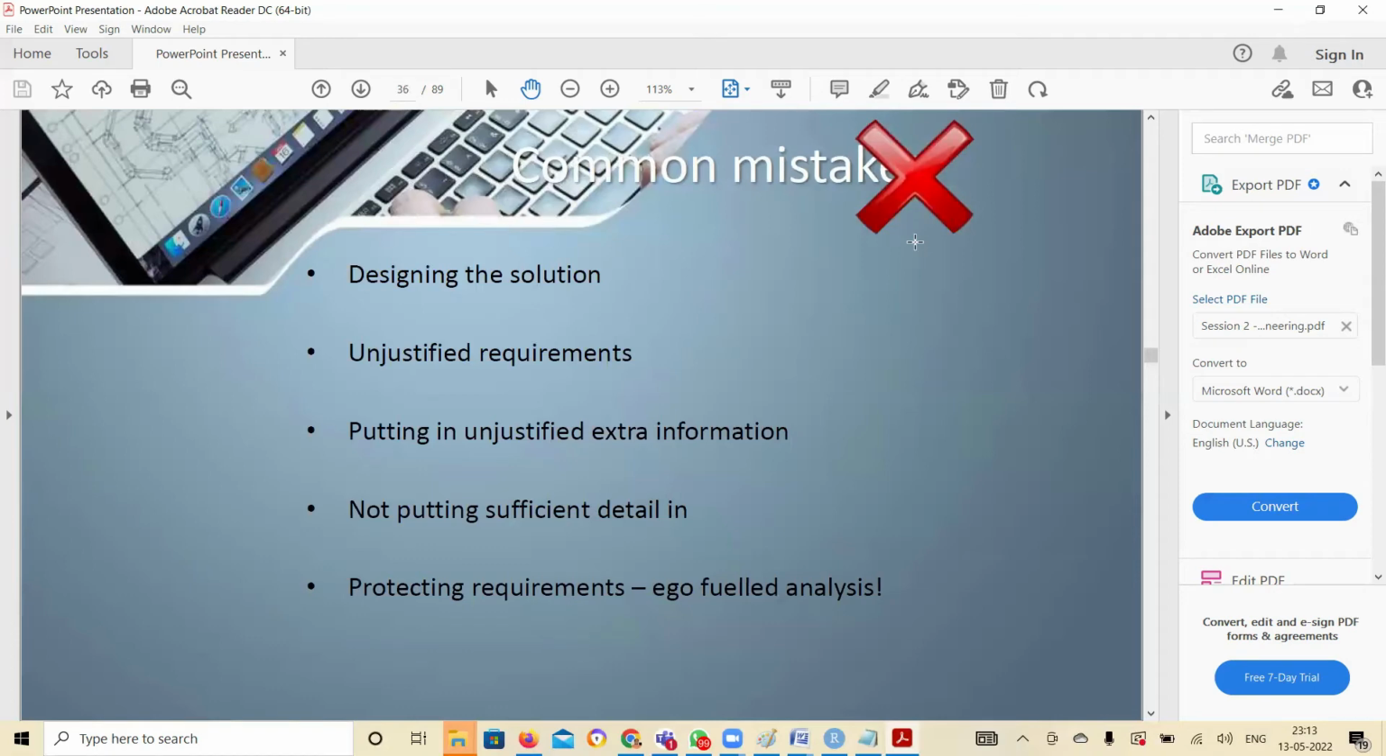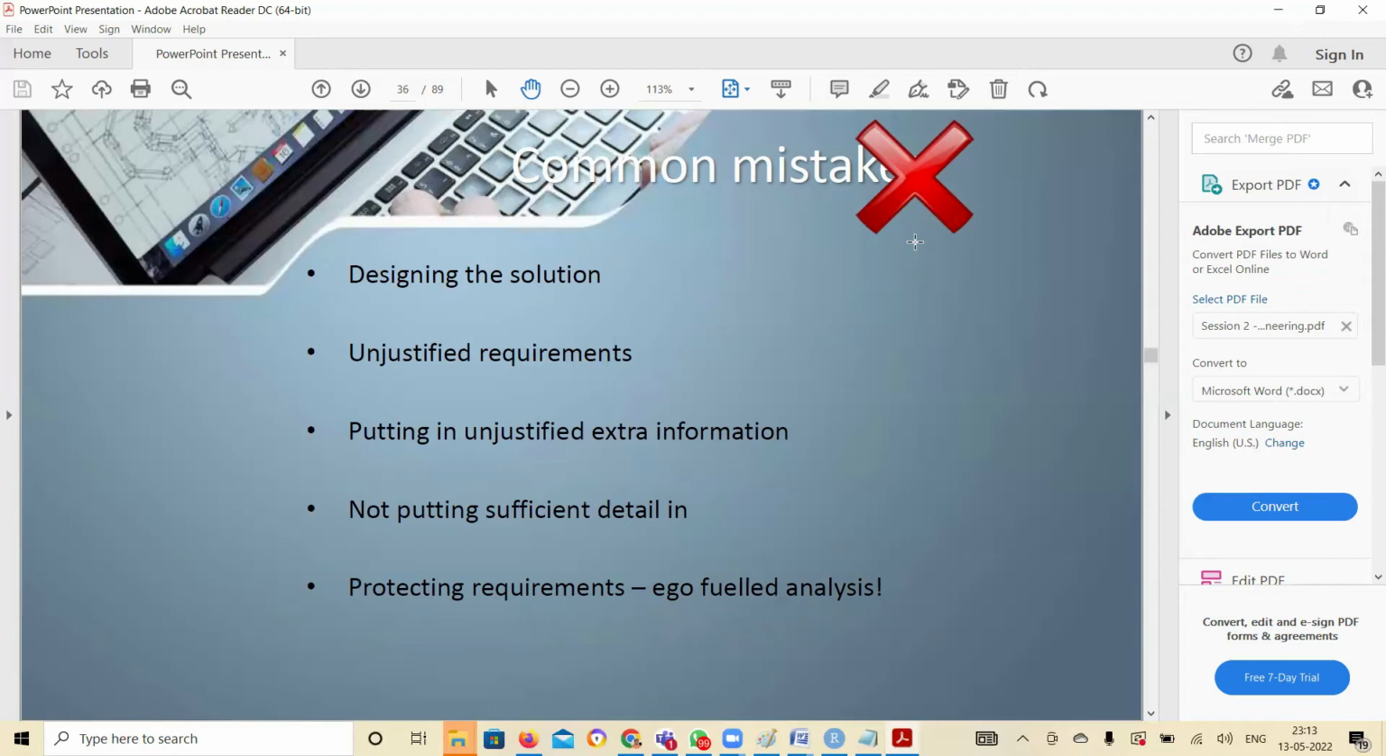Okay, it's a common mistake that we make. We start designing the solution, not good, right? Unjustified requirement, putting unjustified extra information, no, be concise. Put sufficient detail. Okay, it should be complete. If you don't put enough detail, it's a problem.